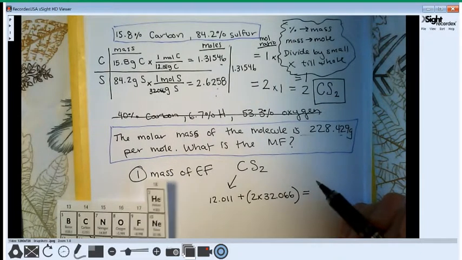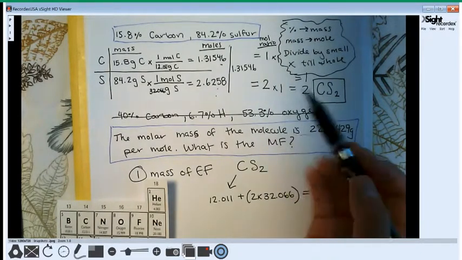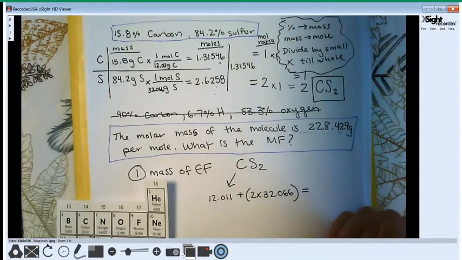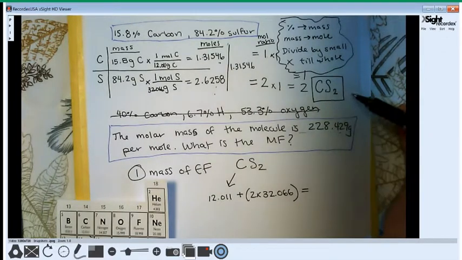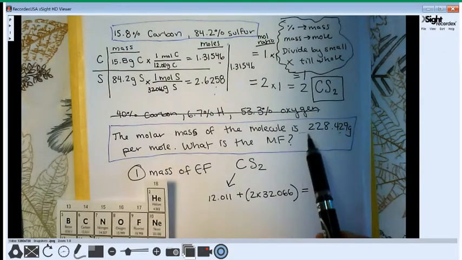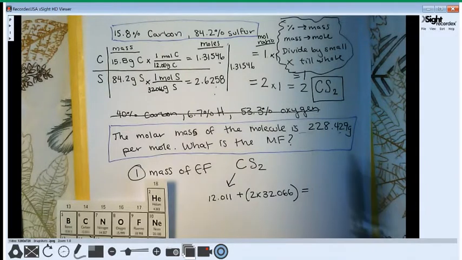So and then sometimes it'll just give you the empirical formula and ask you to find the molecular formula. So maybe it would just give you the empirical formula is CS2. And the molar mass of this molecule is 228.429 grams per mole. What is the molecular formula?